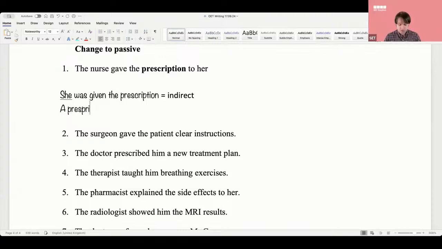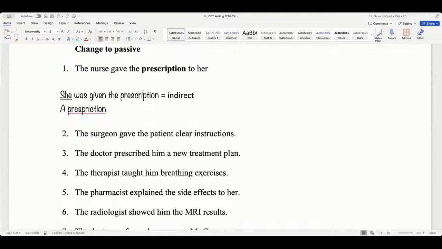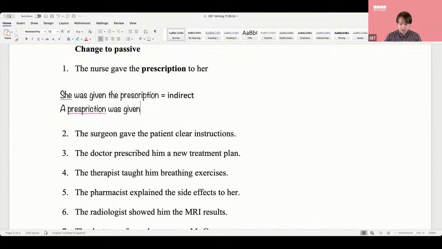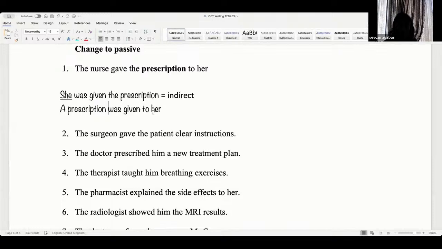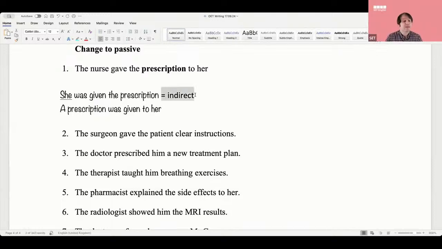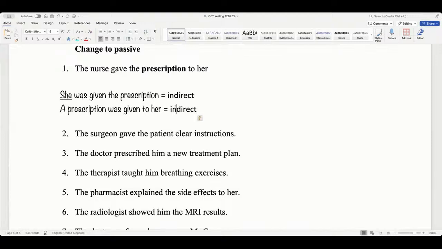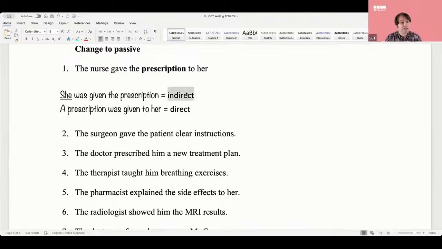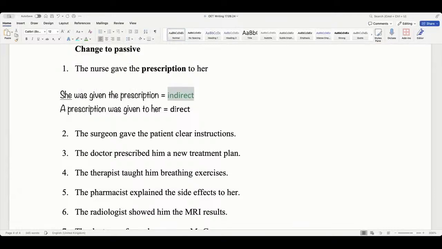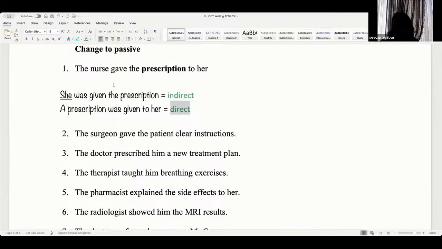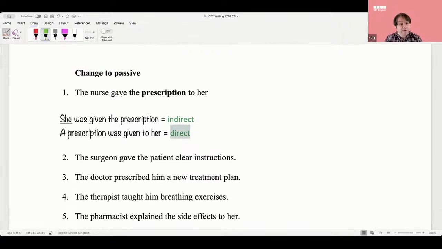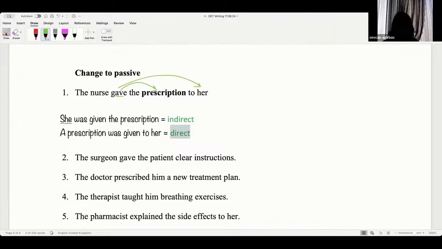Come on, prescription. The prescription was given to her. Everyone, is this correct or not? Yes, correct. Sevkan, why is it okay to do both of them in this case? Because the verb applies to both. Give: you can give a prescription to her, or give her a prescription. Because the verb applies to both of them, it doesn't matter.